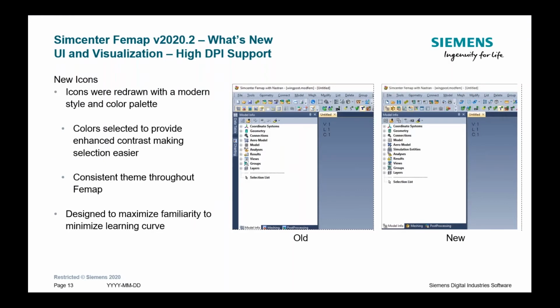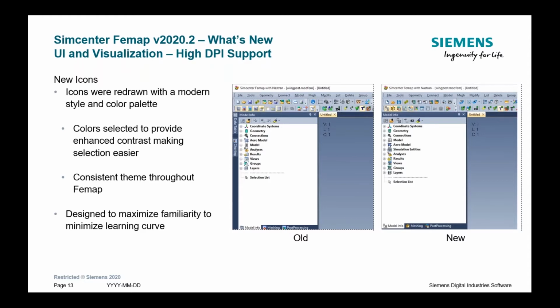For UI and visualization, anybody using 2020.1 probably noticed that we changed every icon in the program. They were all redrawn. The colors were selected to enhance the contrast, making it easier to select. They used a consistent theme throughout Femap because they were all redone at one time, and they were designed to maximize familiarity and minimize the learning curve. As you can see, the old ones are on the left here, and the new ones on the right.